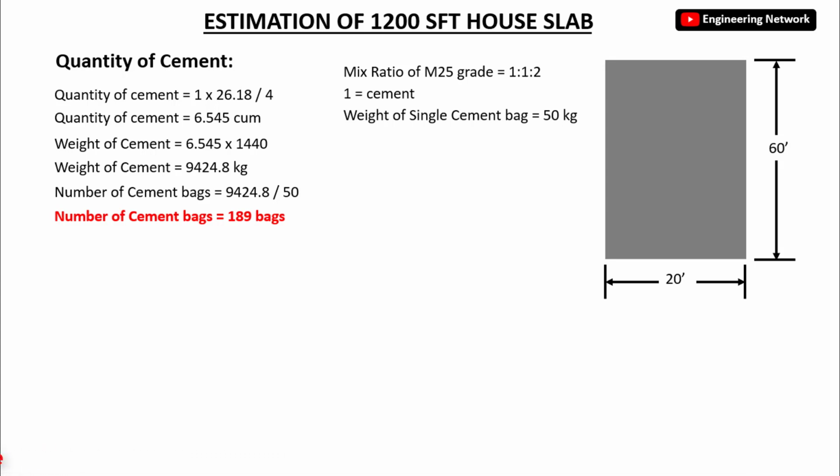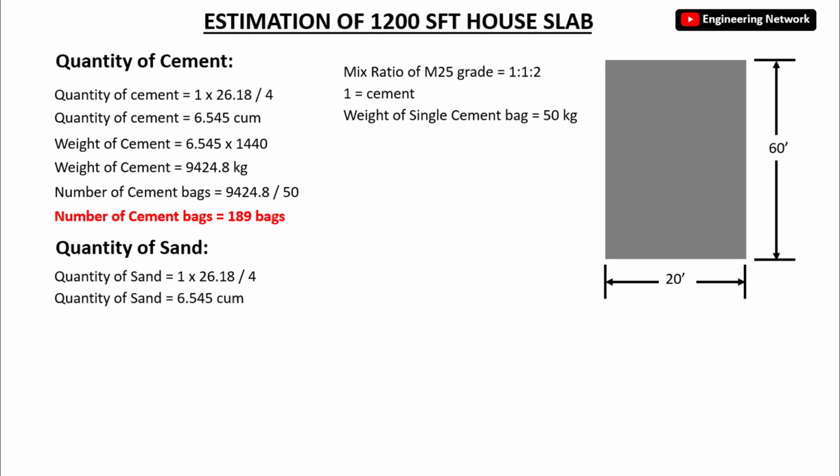Next is the quantity of sand. The ratio of sand in M25 grade concrete is 1. So quantity of sand is equal to 1 into the dry volume of concrete, which is 26.18, divided by the sum of ratio, which is 4. And after calculation, the quantity of sand will become 6.545 cubic meter. Now I want the sand quantity in cubic feet.